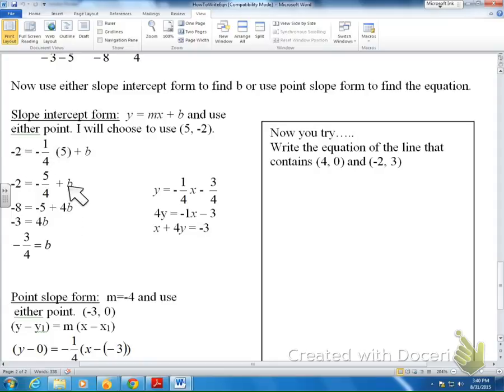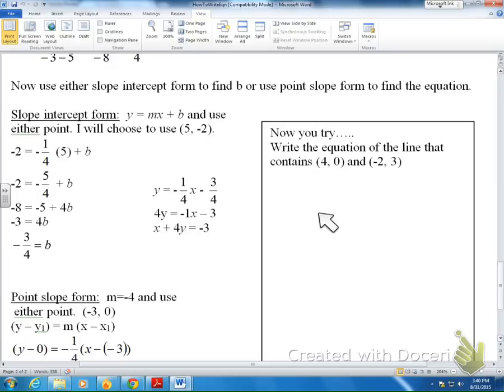At this point, I want you to realize in my work, I wanted to get rid of the fractions, so I multiplied everything by 4. You do not have to do that. You could just add 4/5 to both sides, still getting a -3/4 for your b. Once you figure out what b is, let's write an equation using slope and the intercept. And then again, to get rid of those fractions, you can multiply everything by 4 and get the x term and the y term on one side for standard form.